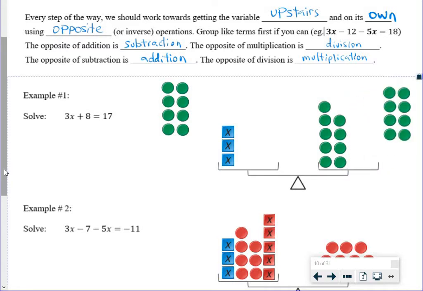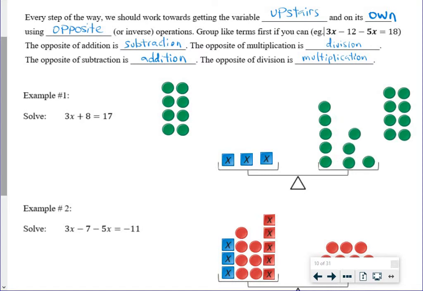So now we have 3x on the left and 2, 4, 6, 8, 9 green circles remaining on the right side. So now it remains just to split these into 3 equal groups. So I need to make 3 equal groups with the remaining green circles. So each gets 3. So one of these x's is worth 3 green circles.